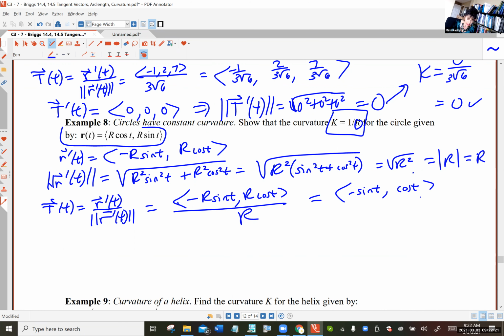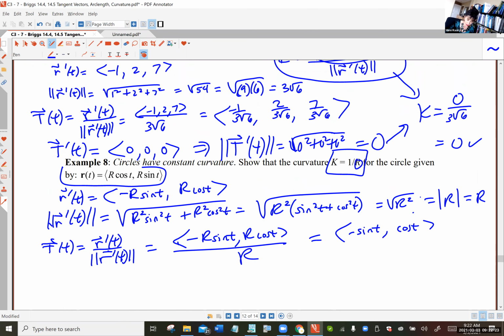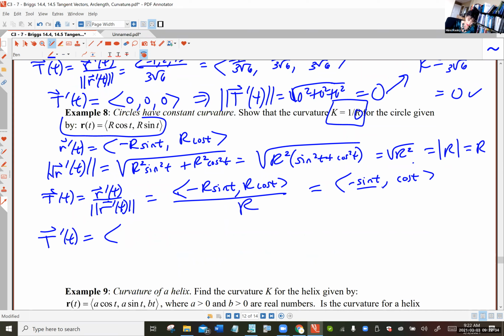Then what? Not ready yet, because look at the curvature formula. It says I need the magnitude of big T prime. So you've got to keep going. Big T prime is going to be a vector with components. Let's see, what's the derivative of negative sine? I think that's negative cos. And then the derivative of cos is negative sine. Great. And now you're ready, because your k is the magnitude of big T prime divided by speed.